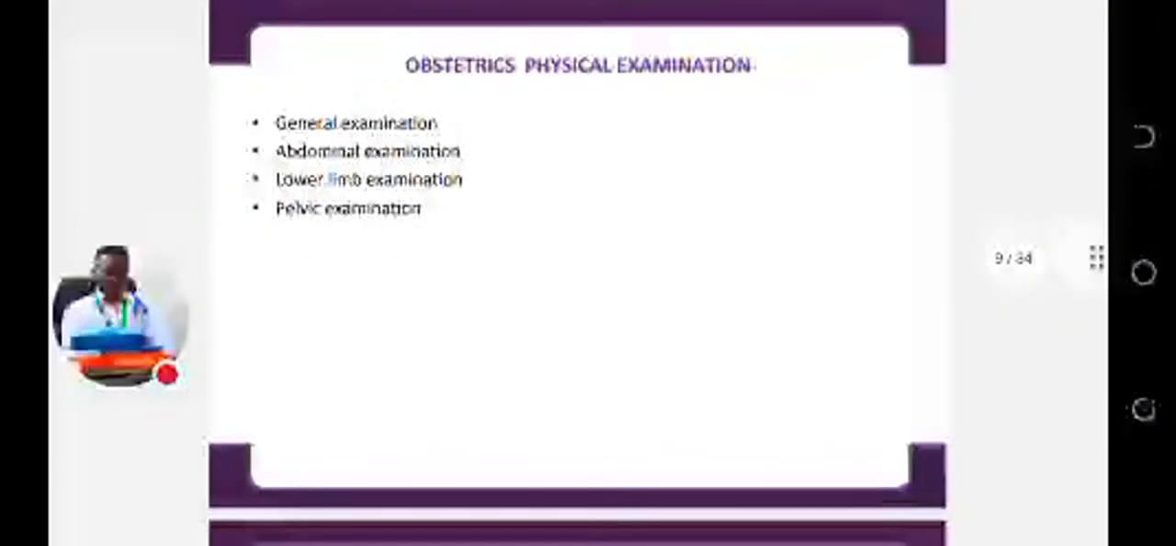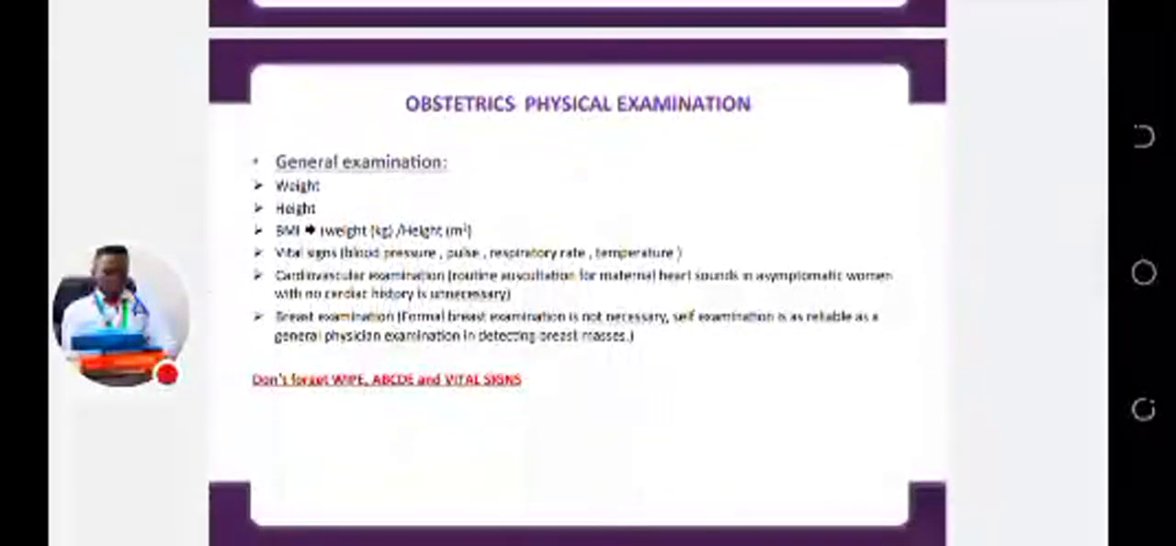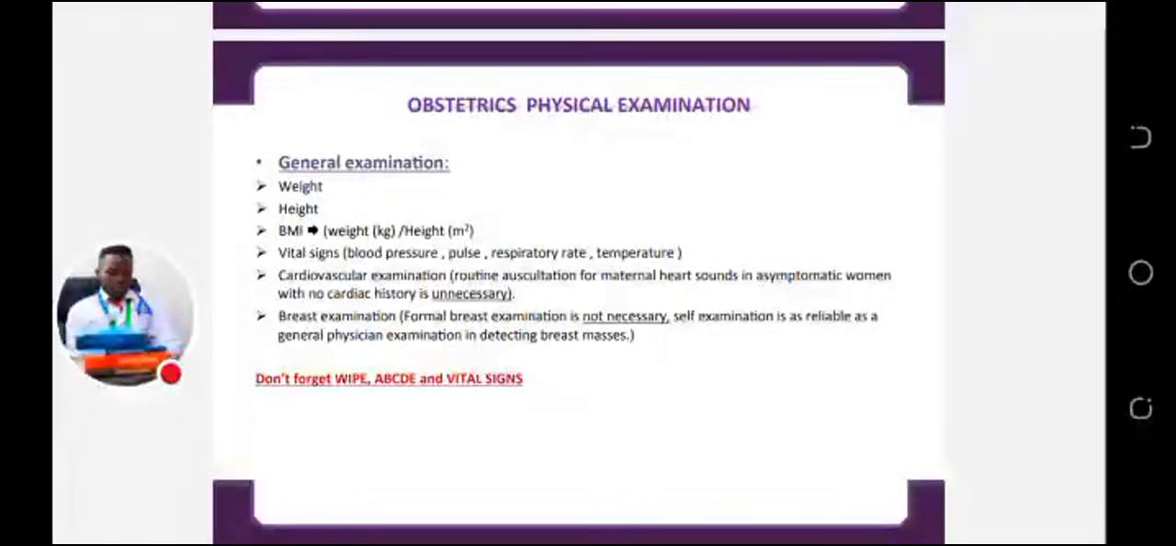Okay. Then in summary, we can say general examination. You need to do the general examination, abdominal examination, lower limb examination, as well as the pelvic examination. So for the general examination, what is it that you need to do? You need to check the weight. Record the weight in kg, as well as the height in meters squared, okay?